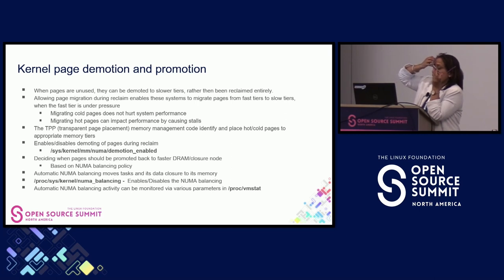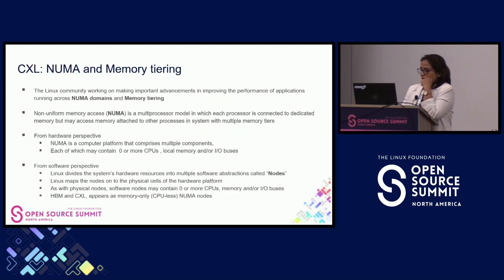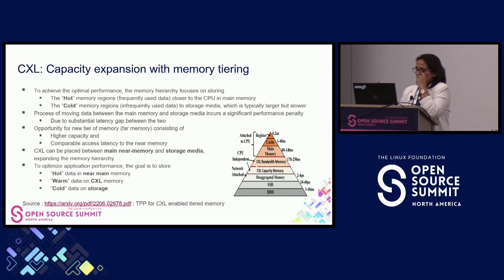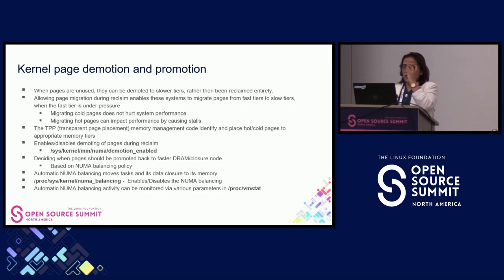So now let's look at how the page movement, demotion or promotion, happens across this memory tiering. When the pages are unused, they can be demoted to slower tiers. As we have seen, CXL memory or HBM memory can be constituted as a separate new CPU-less node, and they are considered a slower tier compared to the DDR as the faster one. When pages are unused, one way is that they can be reclaimed, freed, or they can be moved to a slower tier, such as CXL.